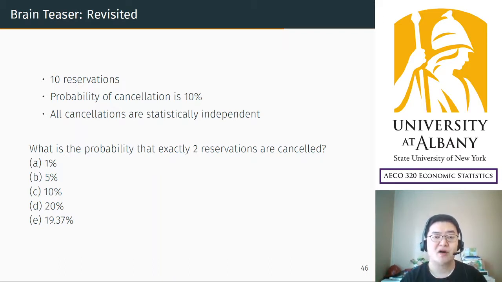Now, still the idea is the same. You have to calculate two things: the number of possible outcomes and the probability of a single outcome. The probability of a single outcome is easy. Let's say 10% happens 2 times and 90% happens the other 8 times. The second part is easier, but the first part is now a little bit more complicated because it is 10 choose 2, and you cannot do this by hand. You cannot list all the things. It will be super difficult. So let's do this together.